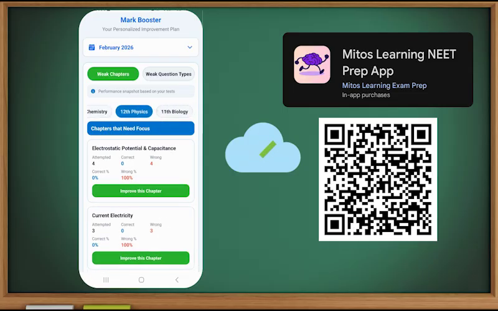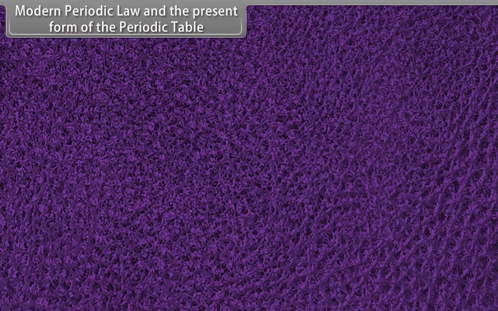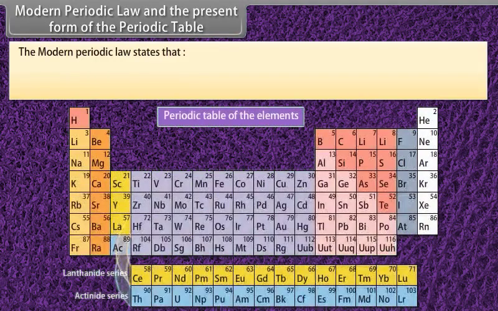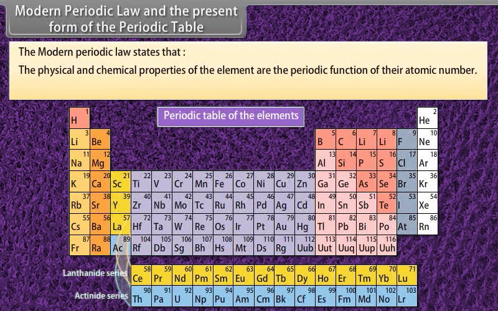Now back to the lecture. Modern periodic law and the present form of the periodic table. The modern periodic law states that the physical and chemical properties of the elements are the periodic function of their atomic number. The present form of the periodic table is the long form.